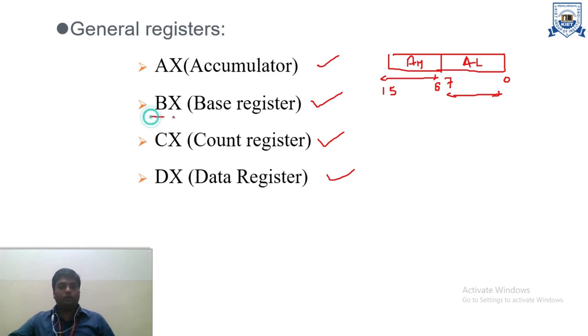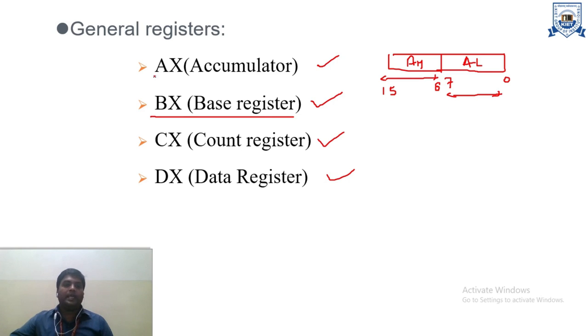The next one is your BX register, that is known as the base register. It basically contains the offset values through which we find out the base content of a particular segment, and after using this segment address and this offset address, we find out the memory address. This is also divided into two parts, that is BL and BH.